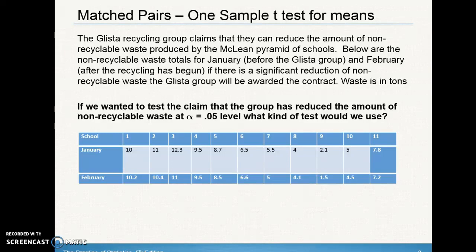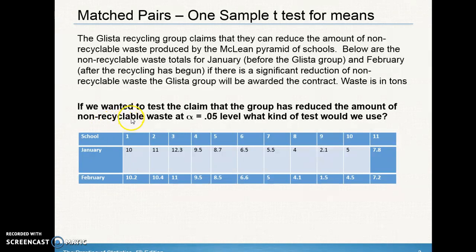Okay, let's take a look at the first one. The first example is an example of a matched pairs t-test, which is a one-sample t-test for means. The Glista Recycling Group claims that they can reduce the amount of non-recyclable waste produced by the McLean Pyramid of Schools. Below are the non-recyclable waste totals for January, before the Glista group, and February after the recycling has begun. If there is a significant reduction of non-recyclable waste, the Glista group will be awarded the contract. Waste in this example is in tons.